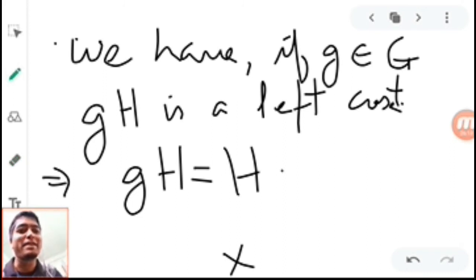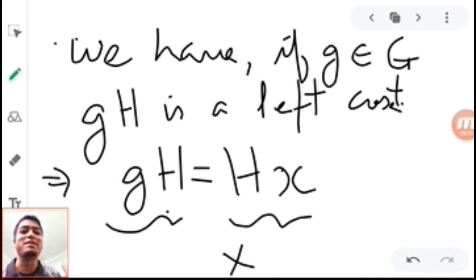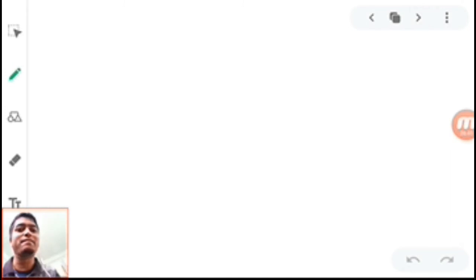So that's why I will write it as maybe Hx. Still, if gH is a left coset, it is a right coset. We still haven't known what this value of x is. It may or it may not be equal to g. But ultimately we will get x to be equal to g. All right, so let's see. So left coset, it is a right coset.